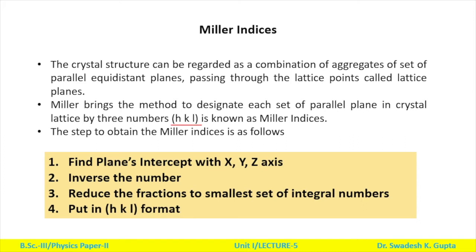So how to find the Miller indices for the planes? First you need to find the plane intercepts with the X, Y, Z axes, and then when you find the intercepts, you invert those numbers. After the inversion you will get some numbers. If they are fractions, then convert them into the smallest set of integral numbers and then put them in hkl format.